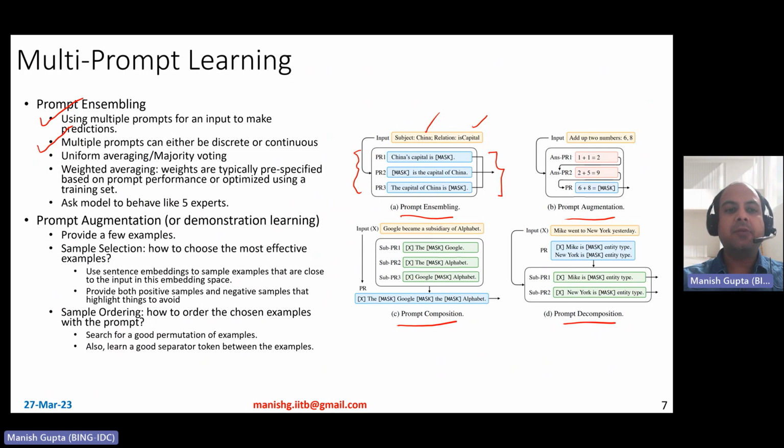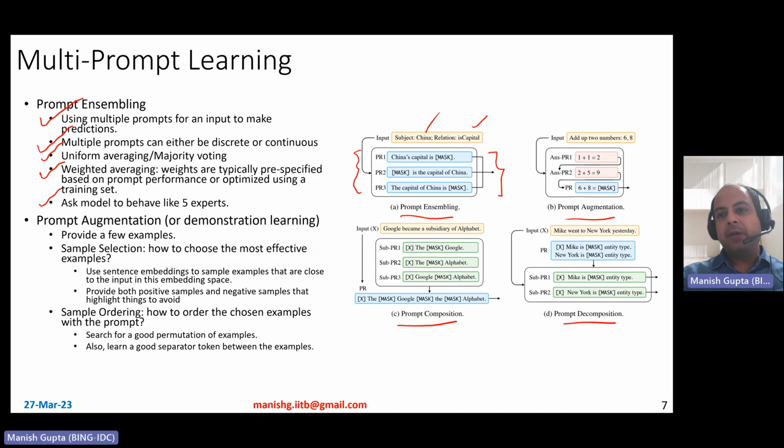When you get the predictions from all three, you could do either uniform averaging, majority voting, or weighted averaging. If you believe that a certain prompt template typically gives you better results, or you have optimized the weights using gradient search itself, then those are the weights you can use to combine the results coming out from multiple prompts. You could, in fact, also design an interesting prompt where you ask the model to behave like five experts and therefore come up with five different answers. So that's another way of doing prompt ensembling using a single prompt.